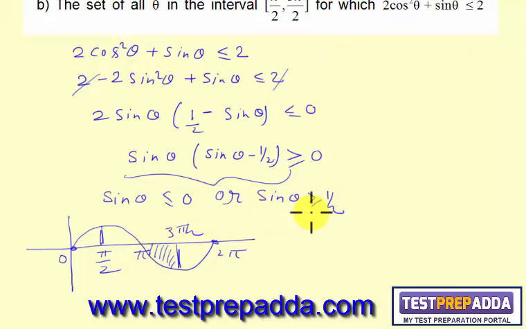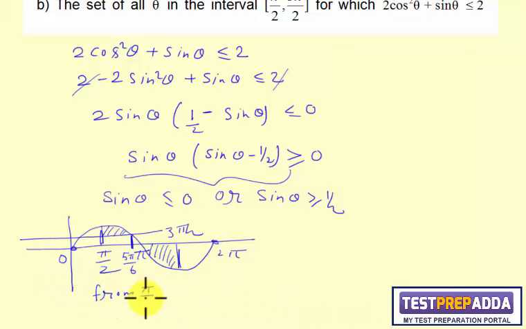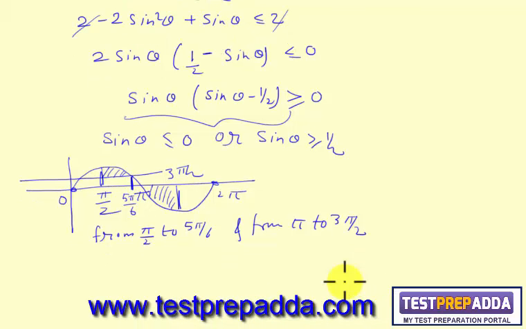Another one is sin theta greater than or equal to half. If I draw the line half, sin theta greater than half means we are talking about this part. This angle is 5 pi by 6. So basically from pi by 2 to 5 pi by 6 and from pi to 3 pi by 2. Got it? So what will be the solution set here?